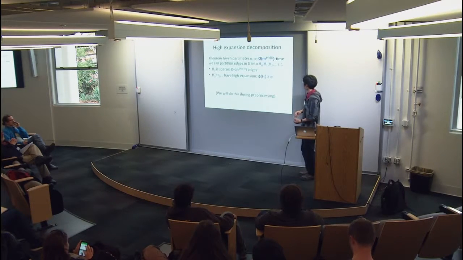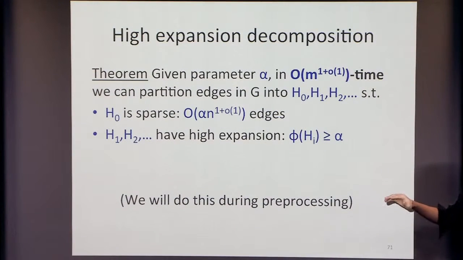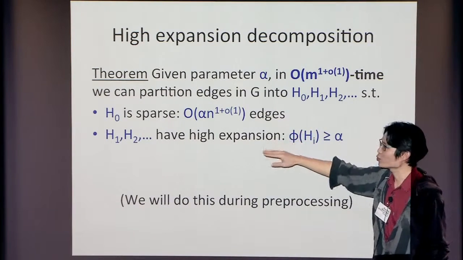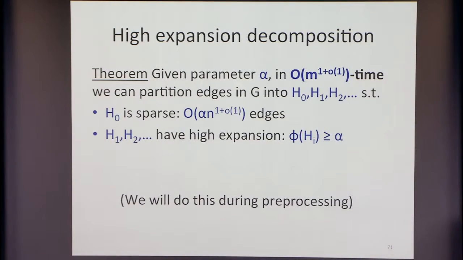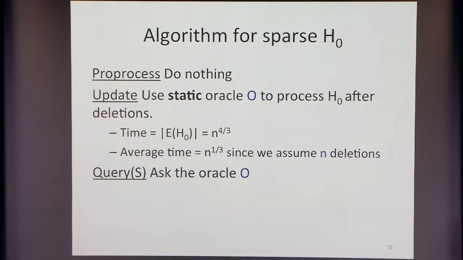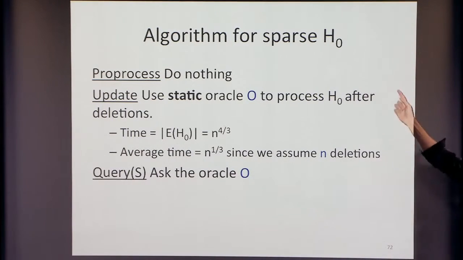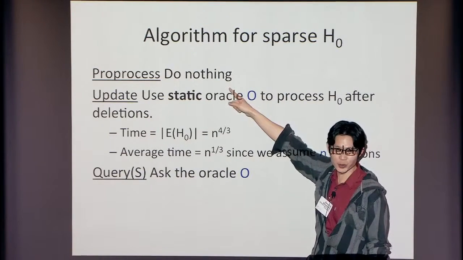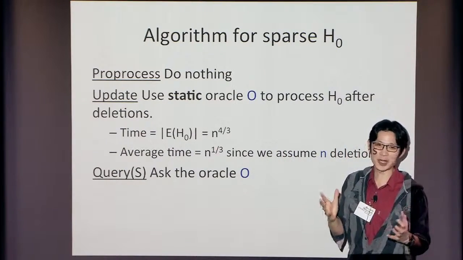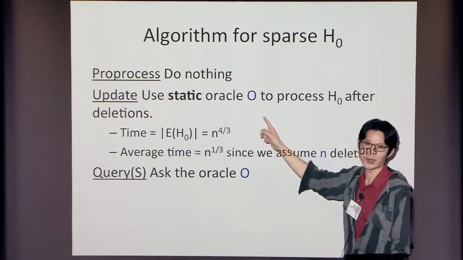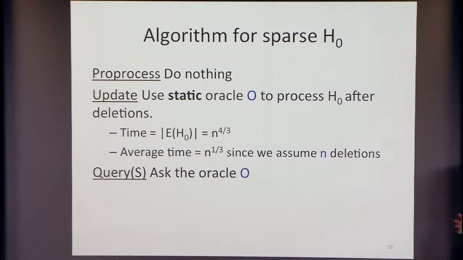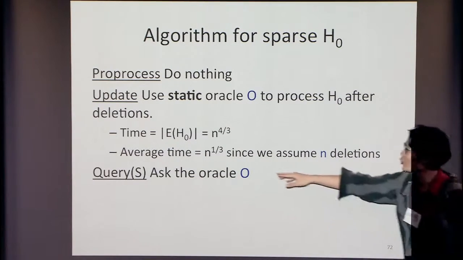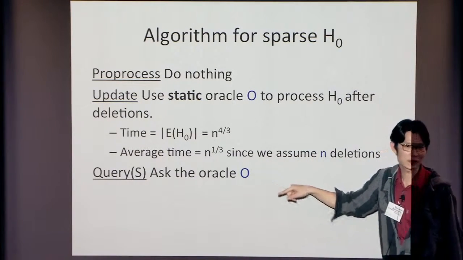Okay, we will need this just in the beginning. In the pre-processing, you just run this expansion decomposition. And then in the rest, you handle all these H0, H1, H2, and so on separately. So how can you handle the sparse part, H0? You just run the static algorithm. In the pre-processing, you do nothing for this H0. And because the graph is sparse, when there are deletions, you just run the static algorithm. You don't have so many edges there, so you will be fine. And then when you have a query, you just use this static algorithm to answer the query.